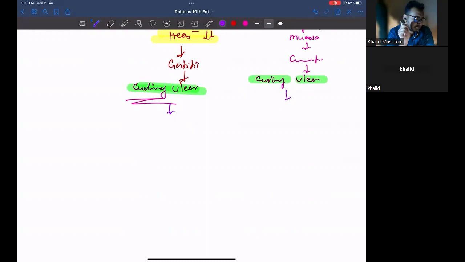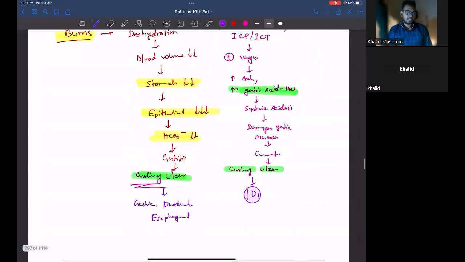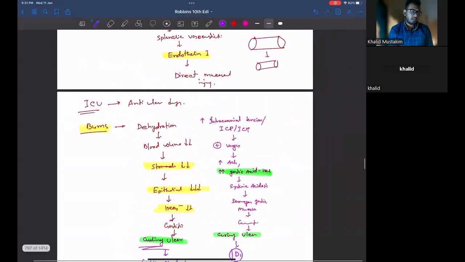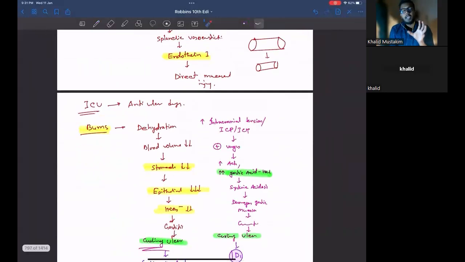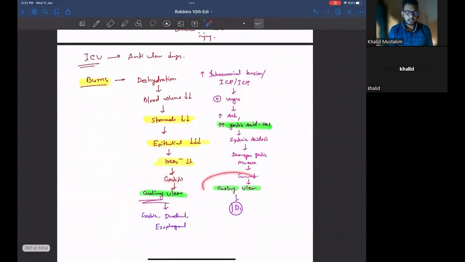In case of Cushing ulcer, you must know that Cushing ulcers generally occur in the gastric, duodenal, and esophageal regions. But curling ulcer only occurs in the first part of the duodenum, that means D1. So till now we have discussed stress, and in respect of each type of stress, the important thing is how Cushing ulcer occurs and how curling ulcer occurs.